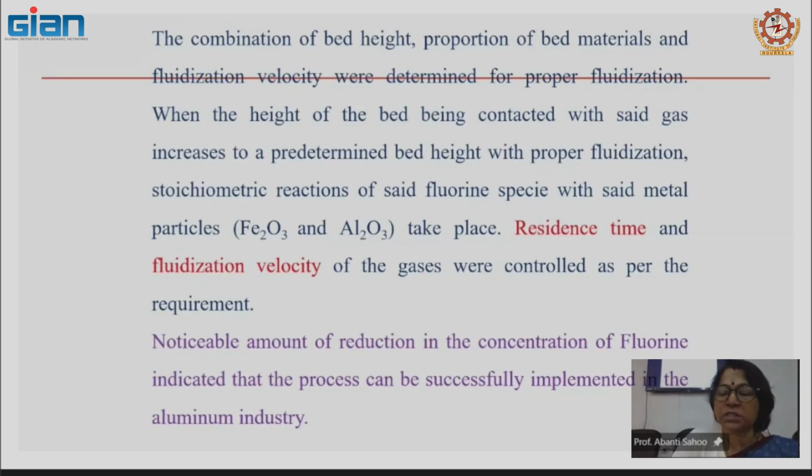With this, we stop here and we will do some numericals in the afternoon class.